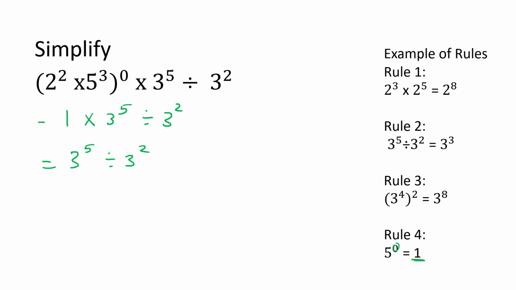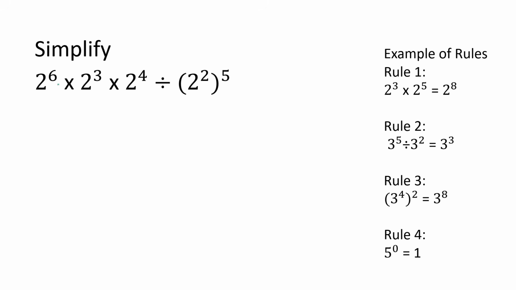Now, here is rule number 2. And it's actually exactly written as we had the examples over here. Remember, these are just examples. So we know that if you have a 3 to the 5 and a 3 to the 2, it stays a 3. And then what do you do with these exponents? You subtract them. And so that'll become 3 to the 3.